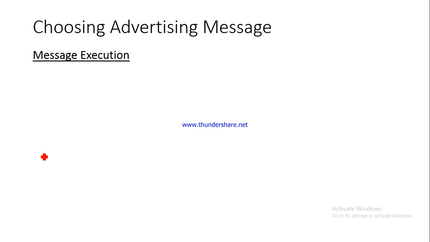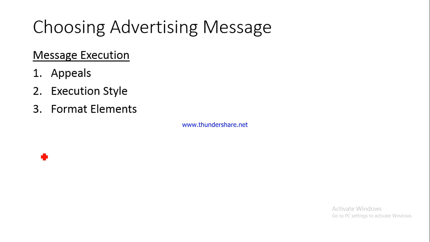Now let us move over to the third step, which is basically message execution, message implementation. Now what do we do here? You have, in the second step, decided which advertising messages you are going to implement, execute. So that is what we are going to do here. So in the message execution part, basically we talk about a few aspects. Number one, appeals. Which kind of appeal are you going to make use of in your campaigns? It could be the rational appeal or the emotional appeal or the moral appeal.